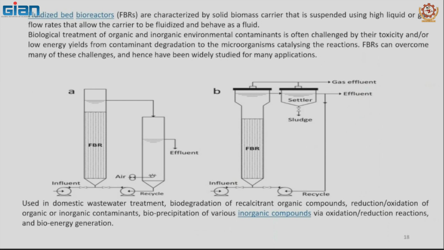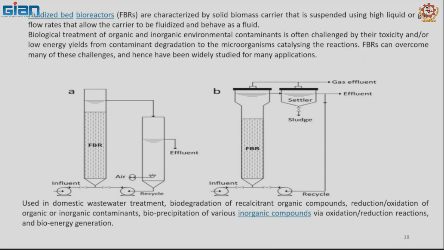Biological treatment of organic and inorganic environmental contaminants is often challenged by their toxicity and low energy yields. The main concern with low energy yields from contaminant degradation is for the organisms catalyzing the reactions. If the energy is low, then growth of the microorganism is not significant. So these disadvantages can be removed, or the fluidized bed reactor can overcome many of these challenges, and hence has been widely studied for many applications.